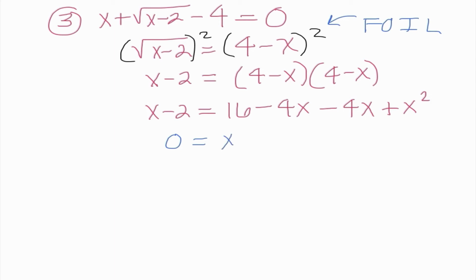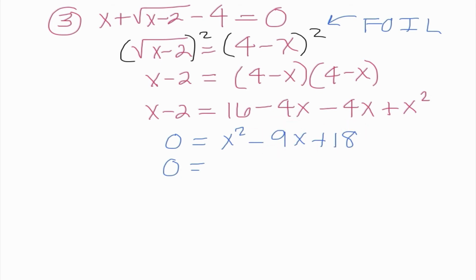I'm also going to rewrite this, so it's going to be x squared. I have my negative 4x, which is negative 8x. And if I subtract x from that, I get minus 9x. I also need to move this negative 2 over to the other side, so when I add it, I get plus 18.